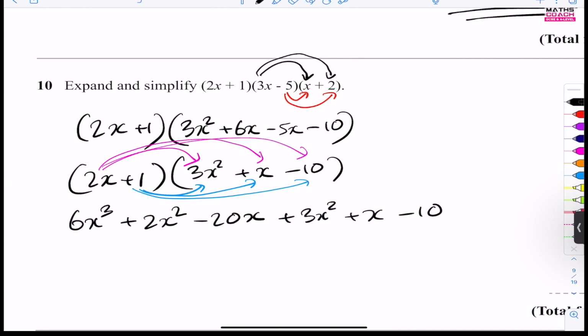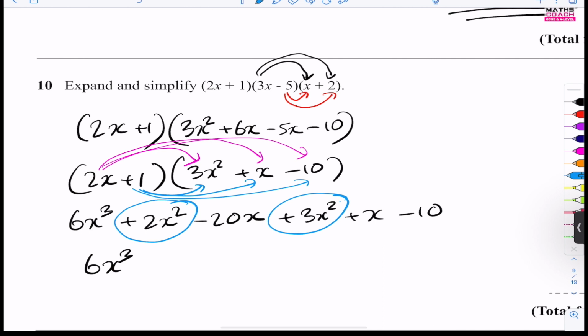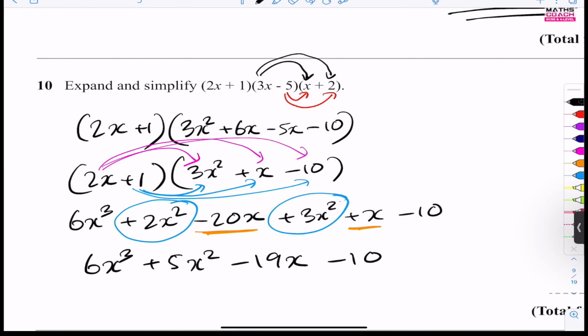Now we just need to collect all our like terms. So 6x cubed has no like terms, so 6x cubed can stay. 2x squared and plus 3x squared, we can collect those, so that gives us 5x squared. And then we have minus 20x plus x, so that's going to give us minus 19x, and then minus 10, which has no like terms. So that's our final answer.